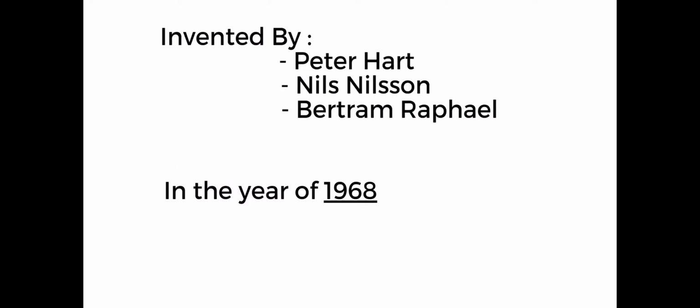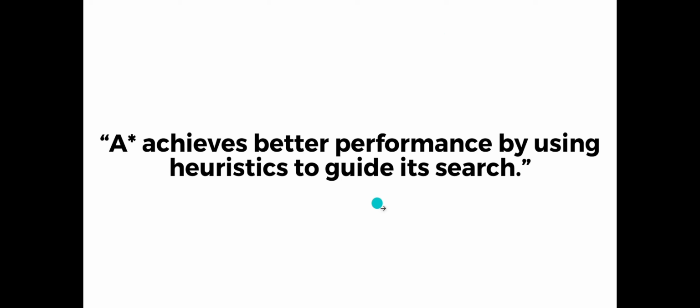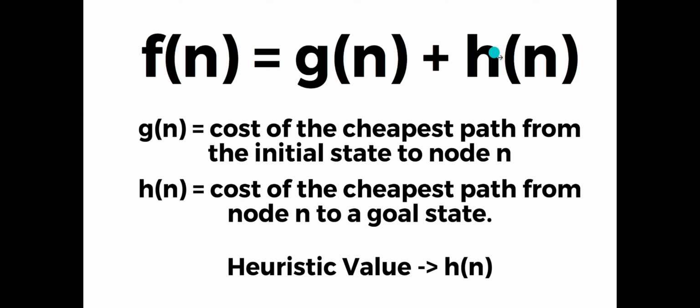This algorithm was invented by Peter Hart, Nils Nilsson, and Bertram Raphael in the year 1968. A-star achieves better performance by using heuristics to guide its search. Basically, it's an algorithm which helps us reach the goal state from the initial state. This is the formula for the A-star search algorithm: f(n) = g(n) + h(n).